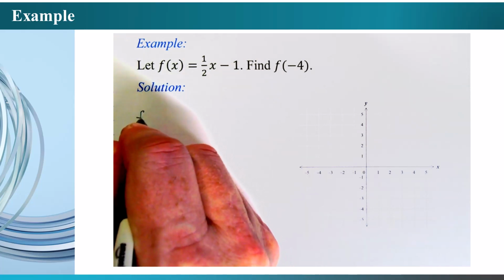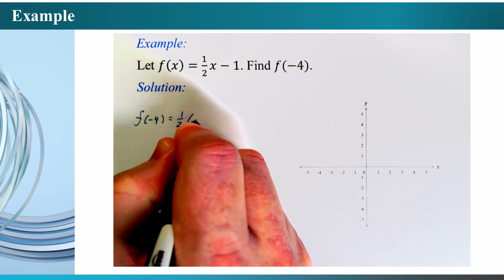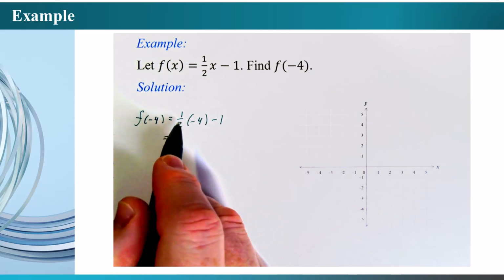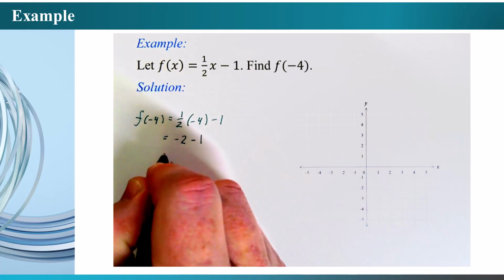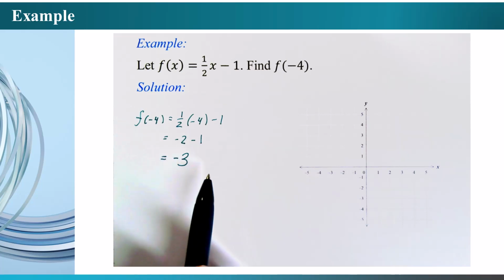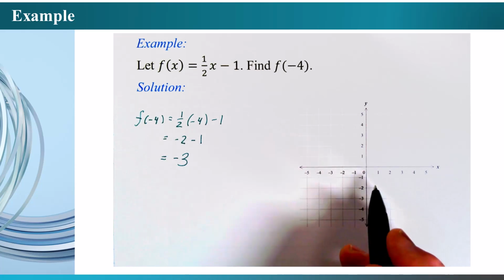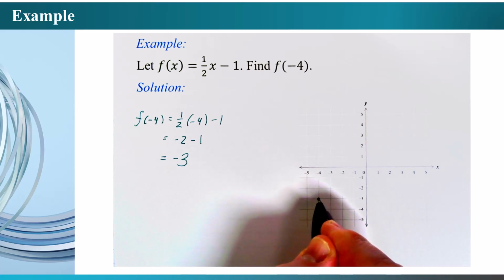Looks like we have f of negative 4 is equal to 1/2 times negative 4 minus 1. Well, now that gives us, let's see, 1/2 times negative 4 is negative 2. Subtract 1 from that, looks like our y value here is negative 3. And so we have f of negative 4 equals negative 3. Now what this means is that when x is negative 4, y is negative 3. So on the graph, we have the point negative 4, negative 3, which looks something like right about here.